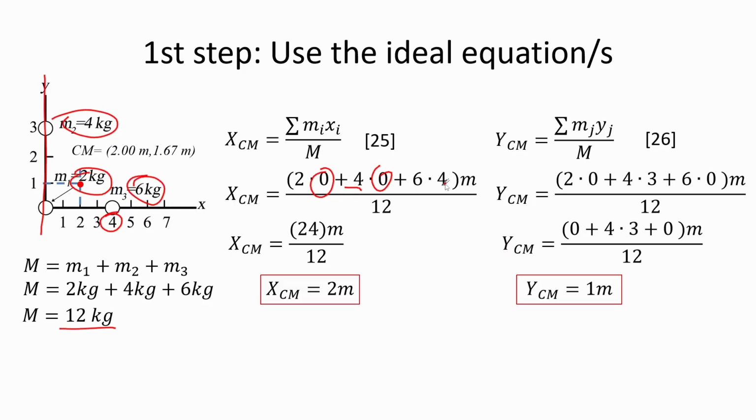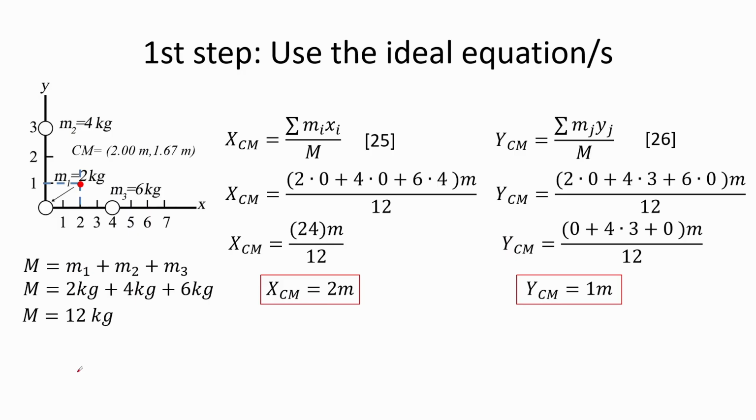Divided by, oh no, 6 times 4. Look, I made a mistake. Sorry, it's 24 divided by 12. Why did I say 30? Sorry class, I think I'm getting dumber. So it's 24 divided by 12. So it's 2 meters for xcm. So it's somewhere here. Let me clear this one. Okay.